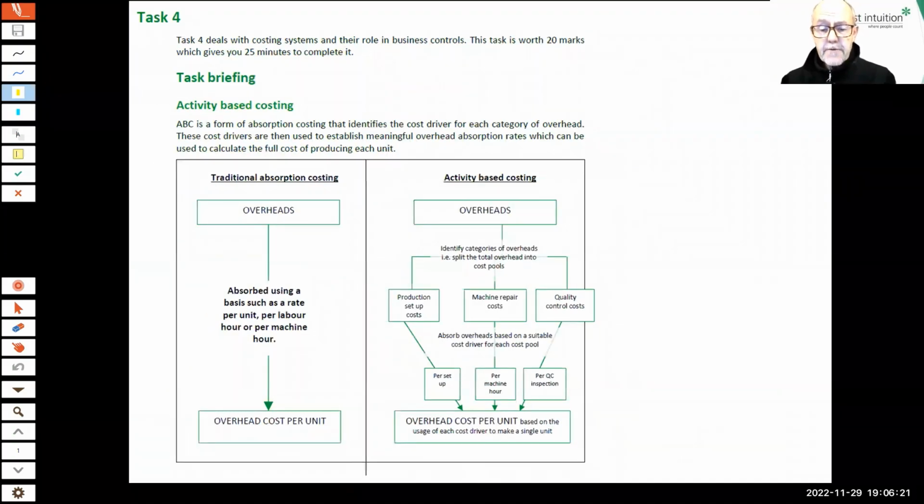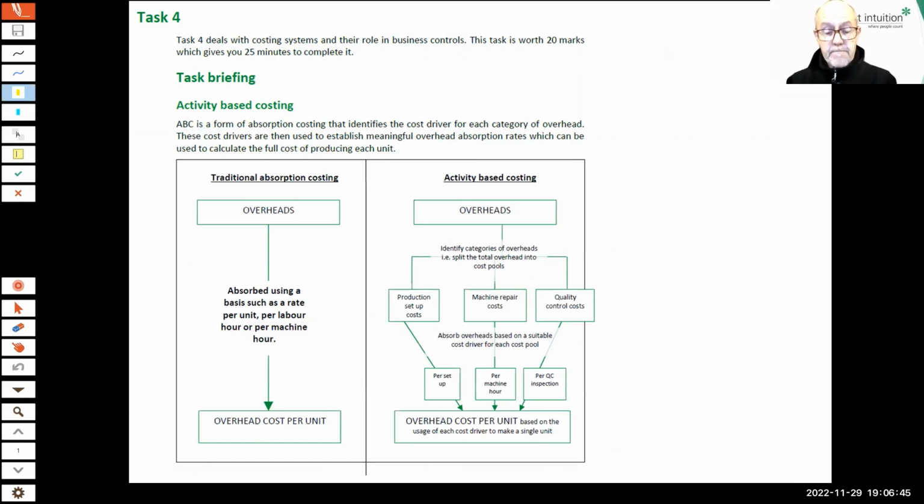Okay. Task 4 deals with costing systems and their role in business controls. This task is worth 20 marks, so it's a substantial task which gives you 25 minutes to complete it. The first thing we talk about is activity-based costing. And in the diagram here, we've got a comparison between traditional absorption costing and activity-based costing.